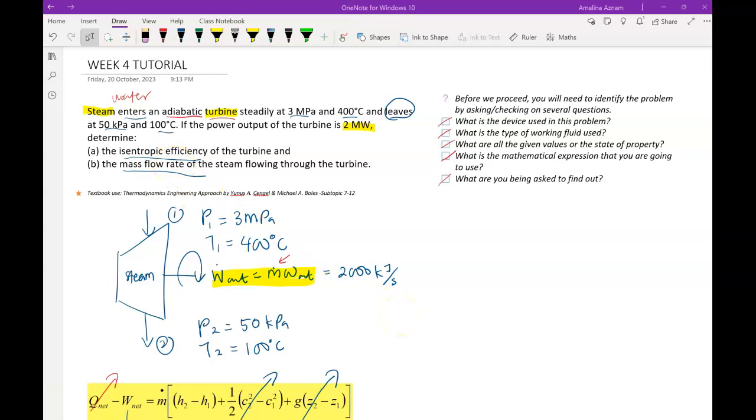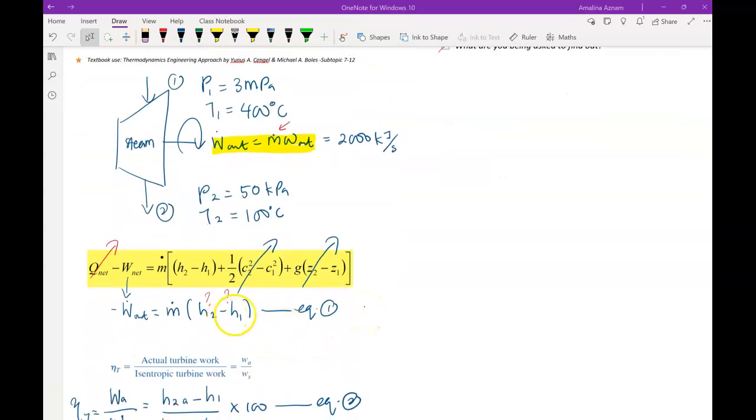There's another equation that I forgot in the previous video, which is the work output of your turbine. It is denoted as W dot out, which is equal to m dot times work out. In this case, you were given 2 megawatts, which is equivalent to 2000 kilojoules per second. So this is also the third equation that we are going to make use of in order to find your mass flow rate.